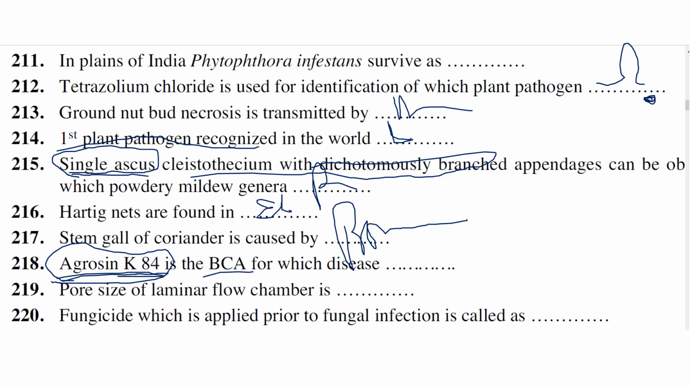Those are recommended for the management of Agrobacterium tumefaciens. Pore size of laminar airflow chamber: 0.3 micrometer. A fungicide which is applied prior to fungal infection, so before infection, is called a protectant fungicide. If you are applying something prior, it is called a protectant kind of fungicide.